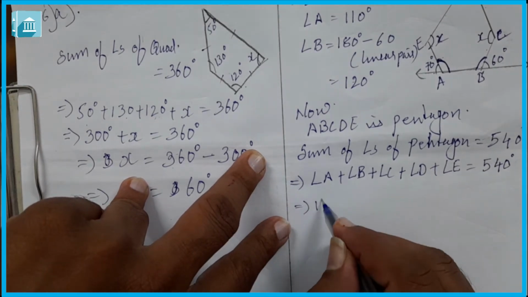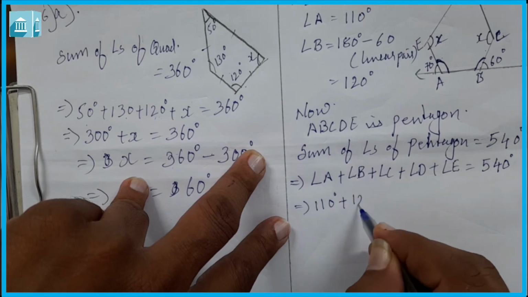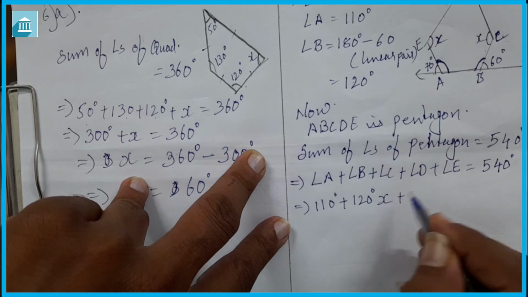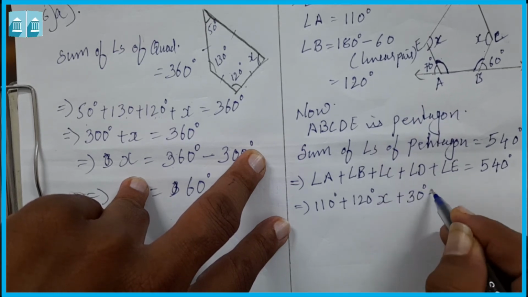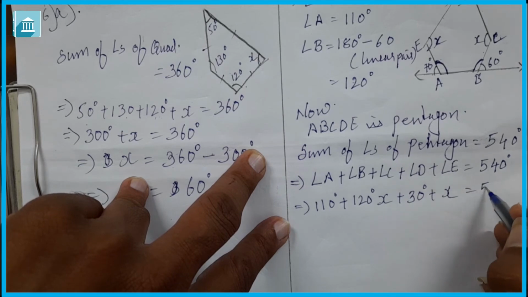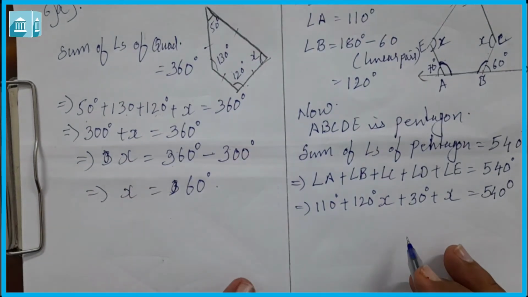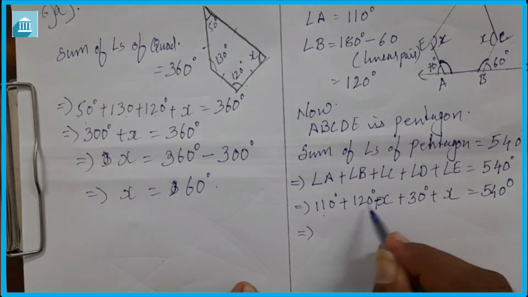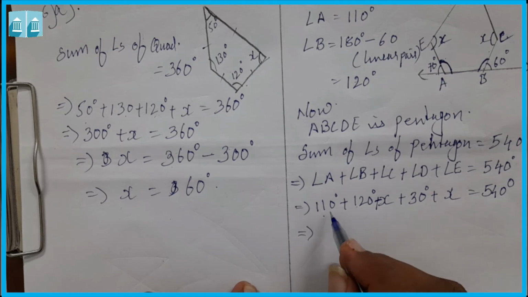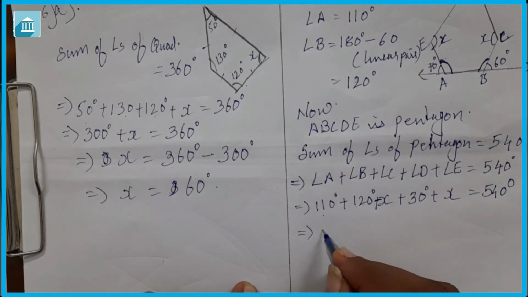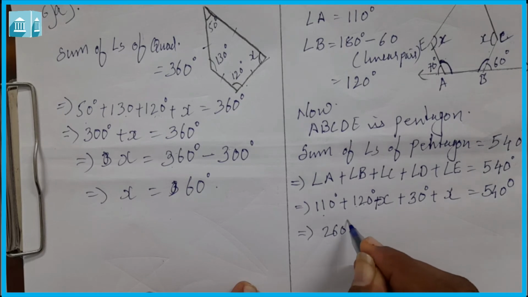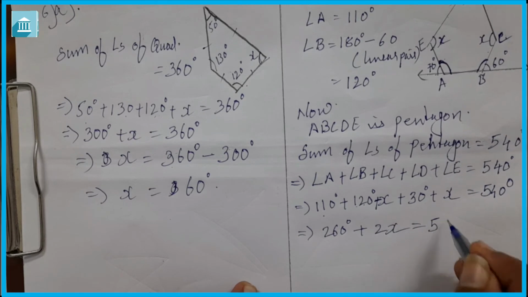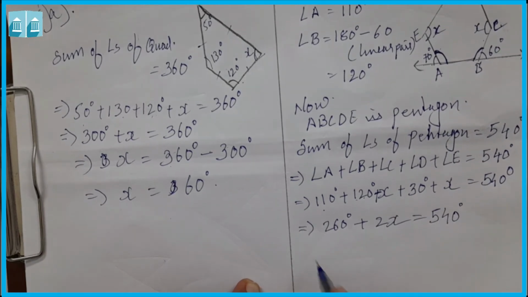Angle A we got, it is 110 degrees. Angle B is equal to 120 degrees. Angle C is our x. Angle D is given 30 degrees. Angle E is again x, which is equal to 540 degrees. Then 110 plus 120 plus 30, so that is 260 degrees, plus 2x is equal to 540 degrees.